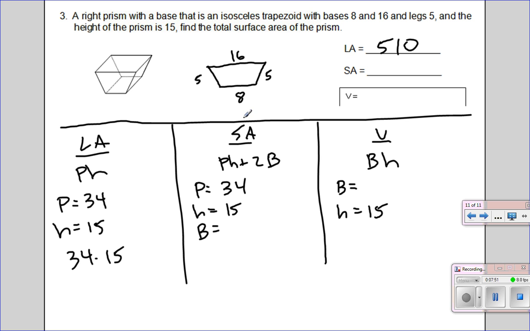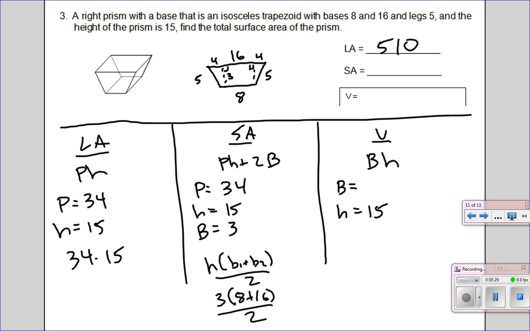Now we need to find the area of the base. It's a trapezoid, so the formula uses the height of the trapezoid, not the height of the prism. It's a different h. That's where it's going to get confusing. Height of the trapezoid times the sum of the bases divided by 2. So the height of the trapezoid we need to find. This part is 8, so 16 minus 8 is 8, so it leaves 4 and 4. Then using a 3, 4, 5 triangle, I know the height of the trapezoid is 3. So we do 8 plus 16 times 3 divided by 2. It gives me the area of the base is 36.